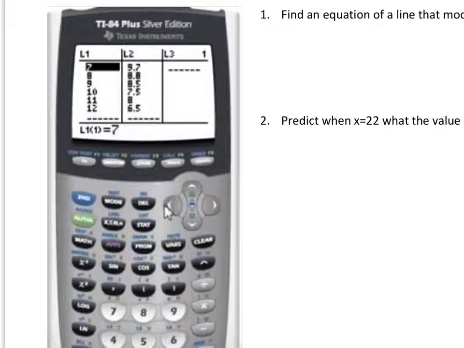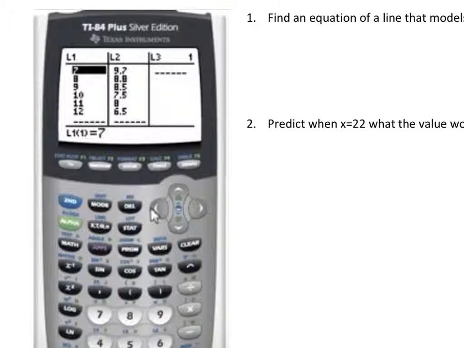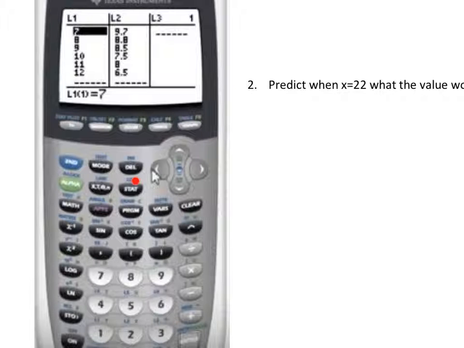Before we go any further, what you need to do is pause this, and hit the stat key and then enter, because it should say stat edit. So stat, enter, and you see these list 1, list 2. If you highlight the L1 and press clear, it'll clear the list if there's something there. Okay? After you've paused it and entered these numbers in list 1 and these numbers in list 2, then go ahead and press play and keep watching.